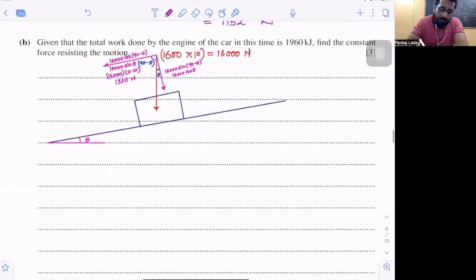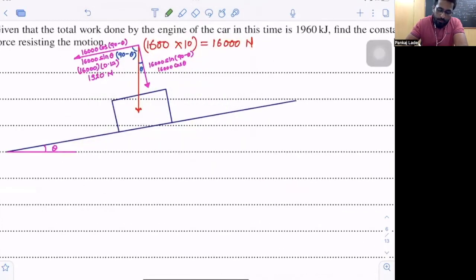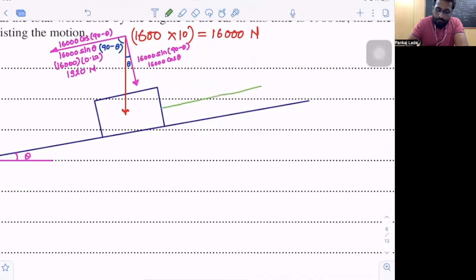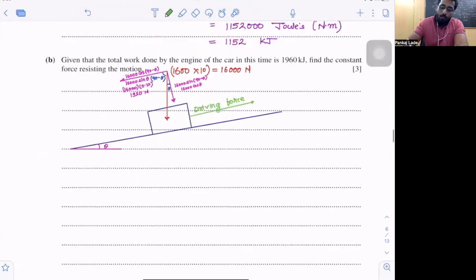So I will have the driving force over here. That's the driving force. This force is doing some work. Work done is given by what formula, students? Work done is given by force into displacement. I hope you all recall, right? So work done by the engine is given by what? It will be given by the driving force multiplied with the displacement, isn't it?